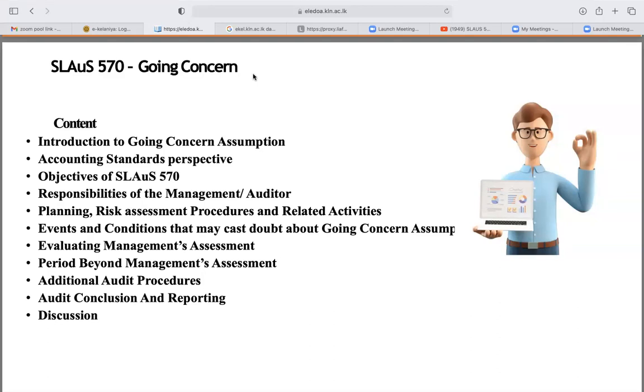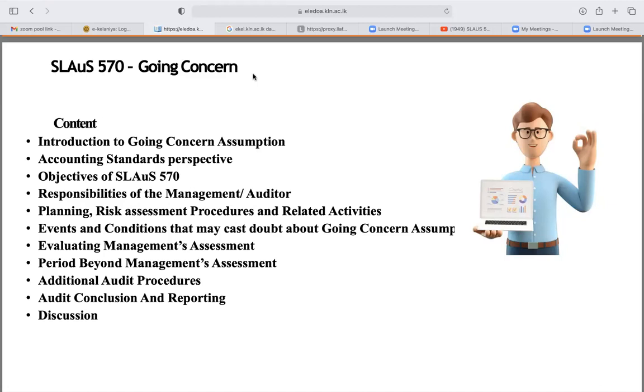So actually this standard is basically based on going concern, right? You all know the meaning of going concern, right? If there are any going concern issues in the companies which we are auditing, what are the things we need to do? What kind of audit procedures do we need to follow, and what kind of audit report do we need to issue? Those are the things we talk about in the SLAUS 570 Going Concern standard.